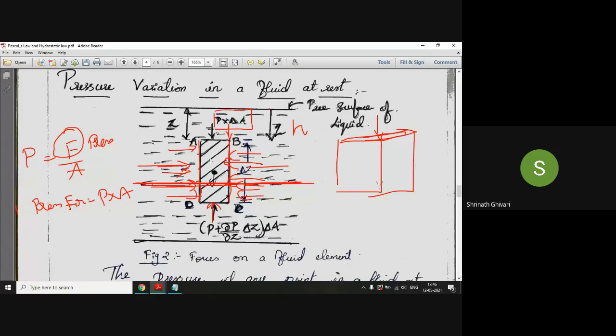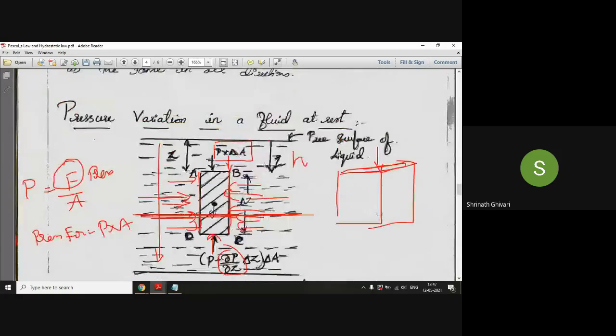But as the pressure changes in the vertical direction, the pressure will be different here. It is P into delta A, and P plus dou P by dou Z into delta Z. Dou P by dou Z is the change of pressure because of change in height. This is the way we are finding it out.